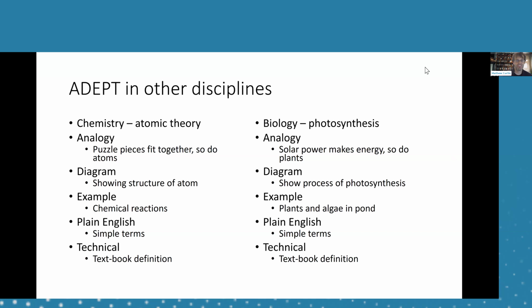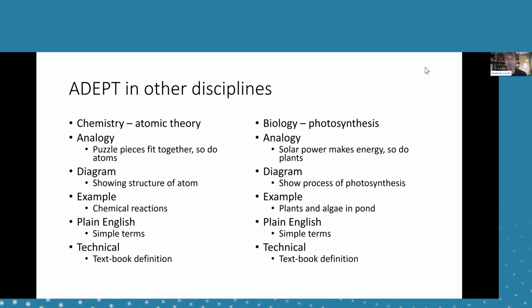Diagram, I might show a visualization of the structure of the atom. Then my example would be some chemical reactions. Again, it could be real examples we do in the lab or videos I play of chemical reactions. And then plain English, explain it in simple terms. I wasn't feeling confident enough to explain atomic theory in simple terms myself, but the idea still holds. Then technical is the textbook definition.